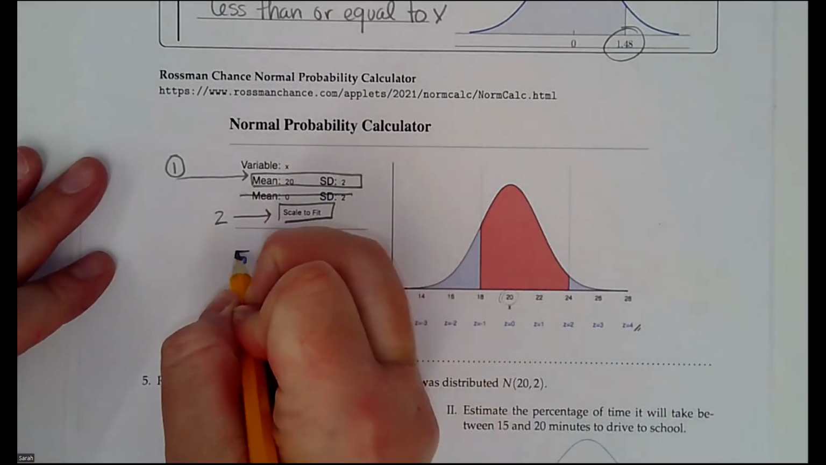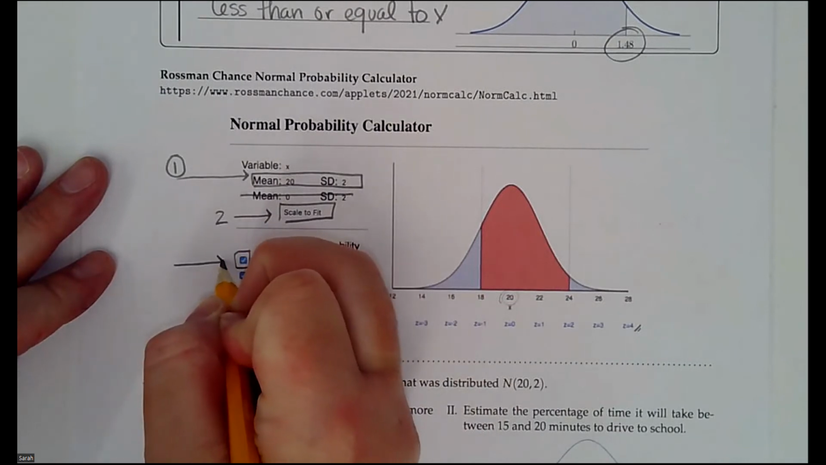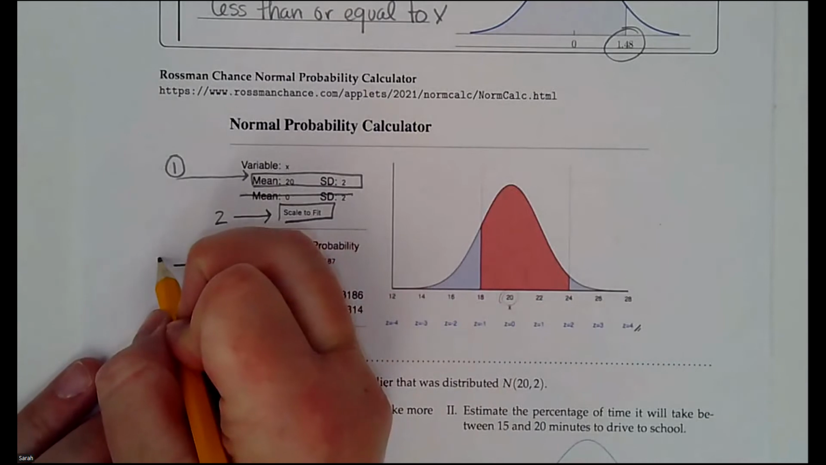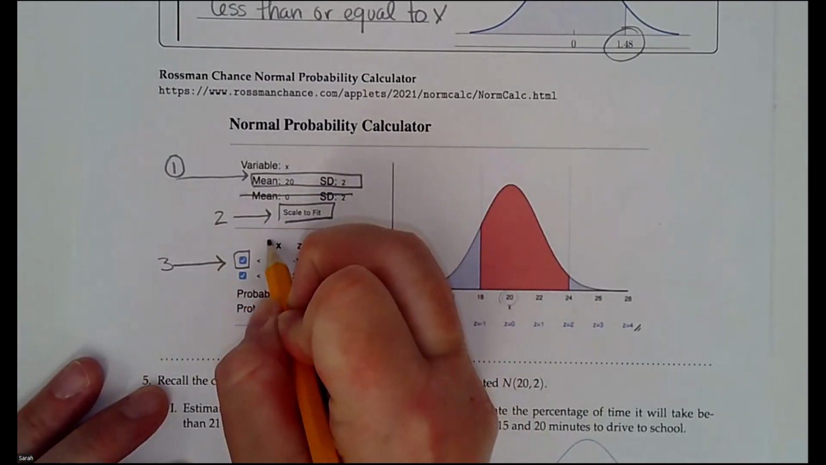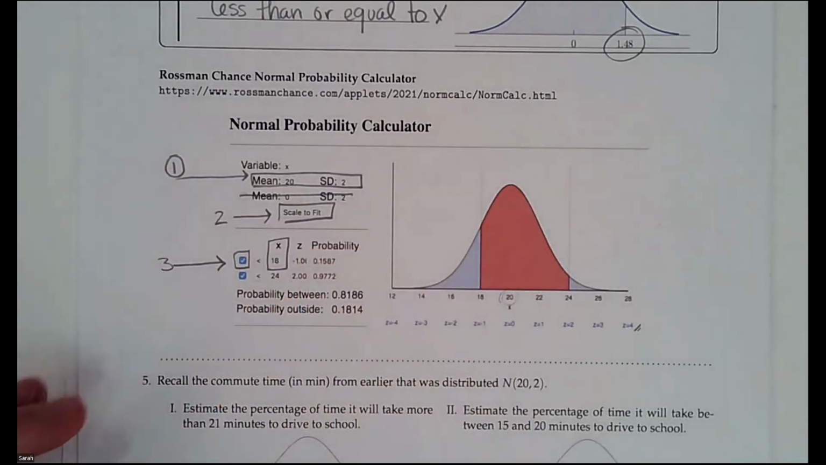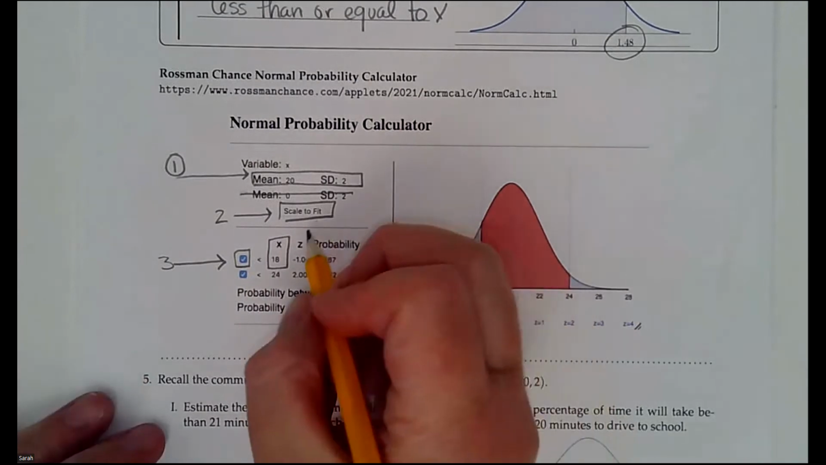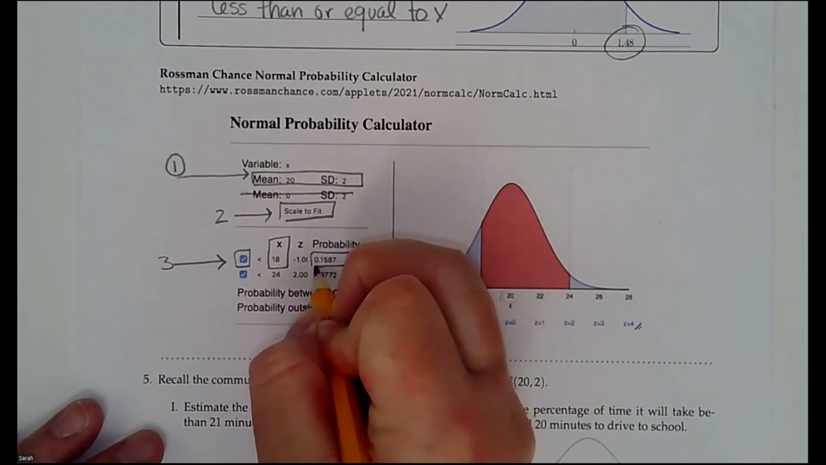So your third step is you're going to click this checkbox here. Normally that's unchecked. You're going to click that, and then you can put the number that you're interested in in this box that says X. Okay, you can ignore this middle box for a little while, the Z. And so the probability here is going to be this number here.